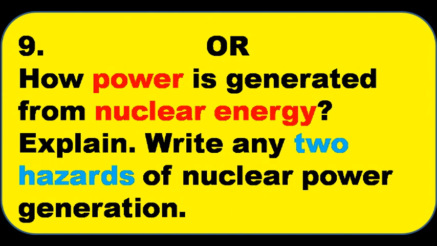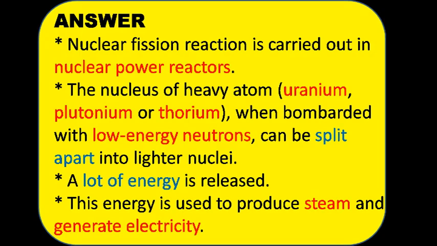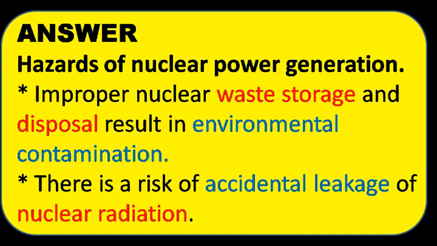How is power generated from nuclear energy? Explain. Write any two hazards of nuclear power generation. Nuclear fission reaction is carried out in nuclear power reactors. Nucleus of heavy atom like uranium, plutonium or thorium, when bombarded with low-energy neutrons, can split apart into lighter nuclei. A lot of energy is released. This energy is used to produce steam and generate electricity. Hazards of nuclear power generation: improper nuclear waste storage and disposal result in environmental contamination. There is a risk of accidental leakage of nuclear radiation.